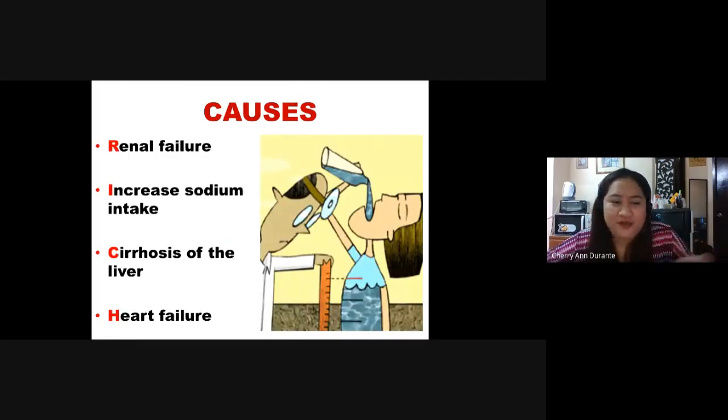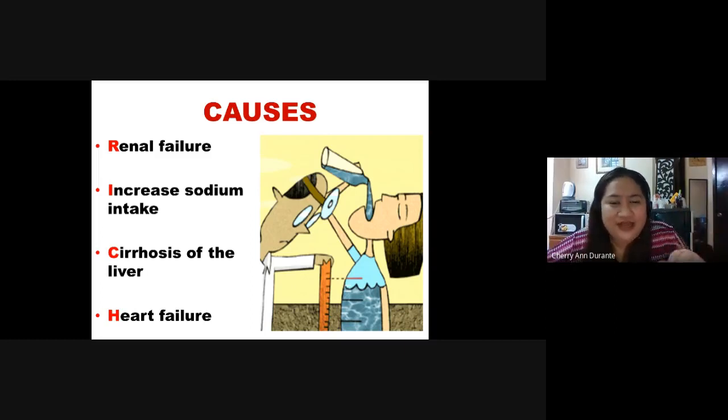So you have the following. You have RICH as your mnemonic. R is for renal failure. Ma'am, bakit po nagkakaroon ng fluid volume excess pag may renal failure? Siyempre, ang kidneys mo, isang function niya is to create urine, di ba? Para itapon yung mga waste. Eh, ang problema, yung kidney mo nag-fail na, so hindi siya nagka-create ng urine. So, nasan yung urine? Na supposed to be urine, nasa blood mo. It stays there. So you have fluid volume excess.